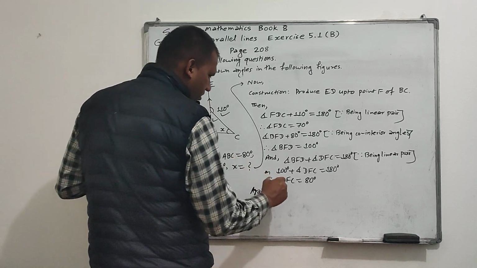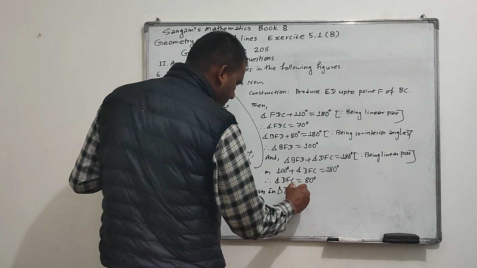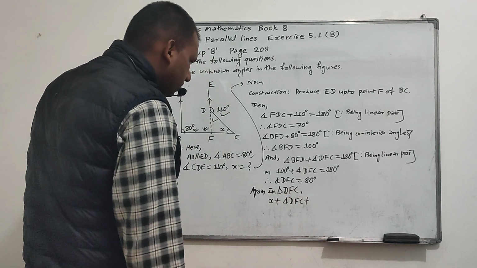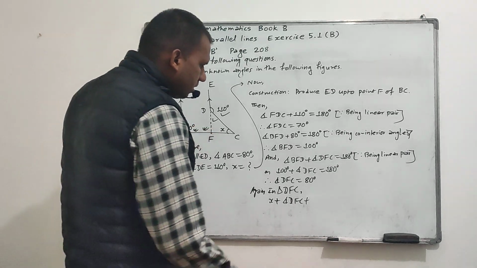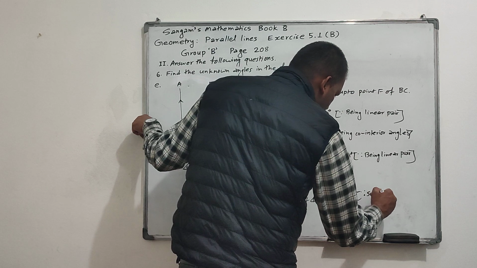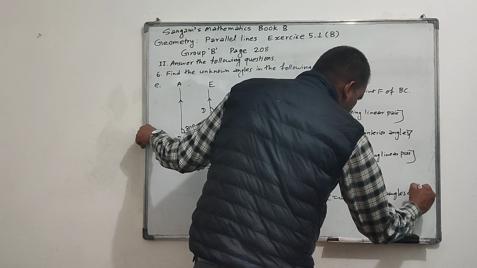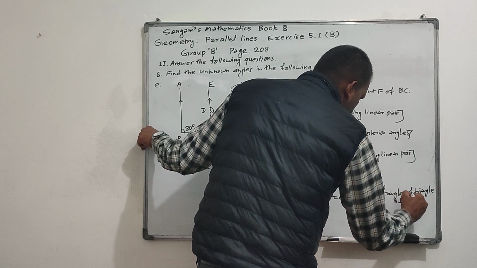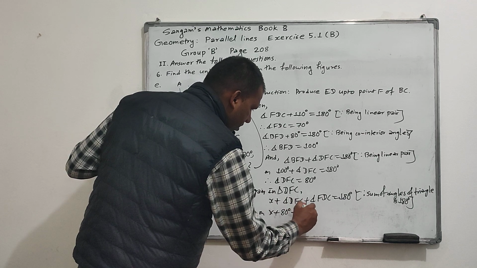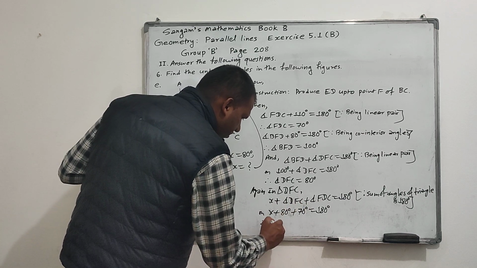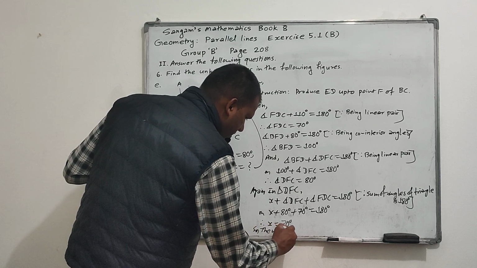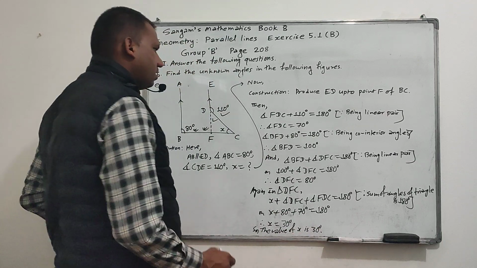Again, in triangle DFC, x plus angle DFC plus angle FBC equal to 180 degree, because sum of angles of triangle is 180 degree, or x plus DFC is 80 plus FDC is 70 equal to 180 degree. Therefore, x equal to 180 minus 80 minus 70, that is 30 degree. So the value of x is 30 degree. This is the answer.